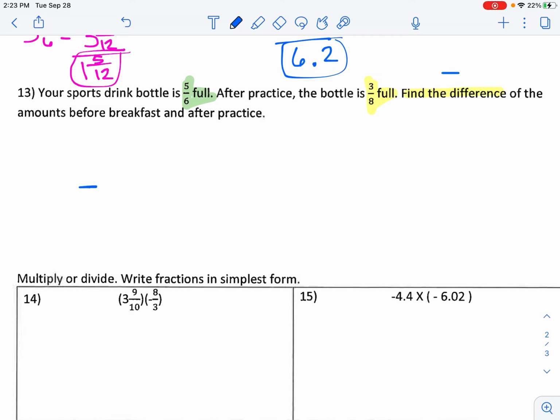Well, I know the bottle was fuller before practice, right? So I know 5/6 is the bigger fraction. So I'm subtracting 5/6 minus 3/8. Find your least common denominator.